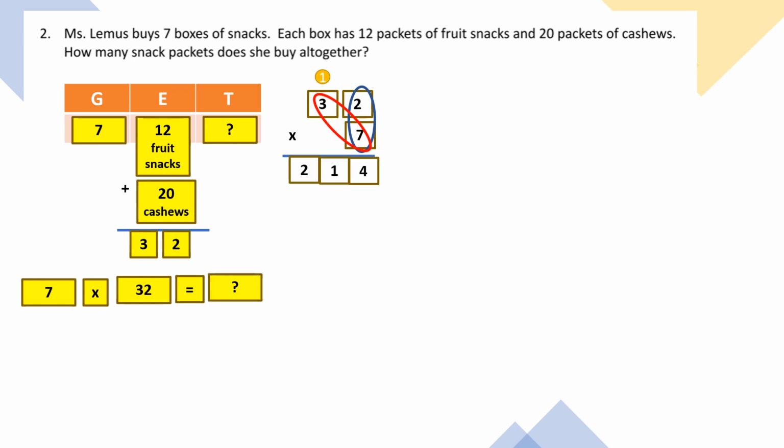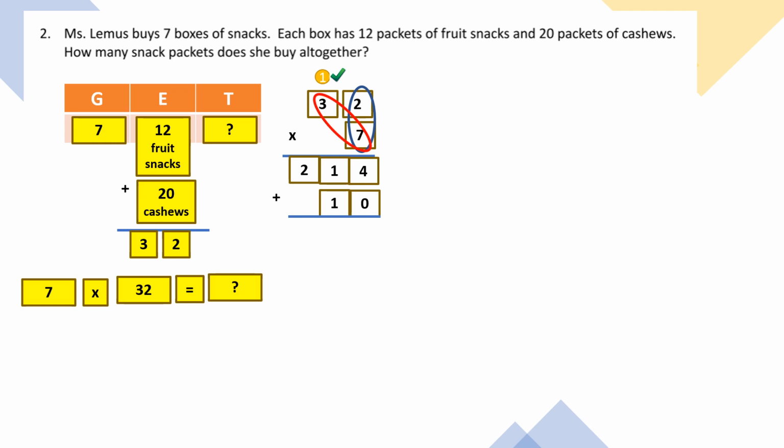Now, let's not forget about that 1 that we carried over the tens place because that's a whole 10. So we have to add that into our answer. So 214 plus that whole 10 that we carried over the tens place, that 1 over the tens place. And now we can go ahead and finish up working out our problem.